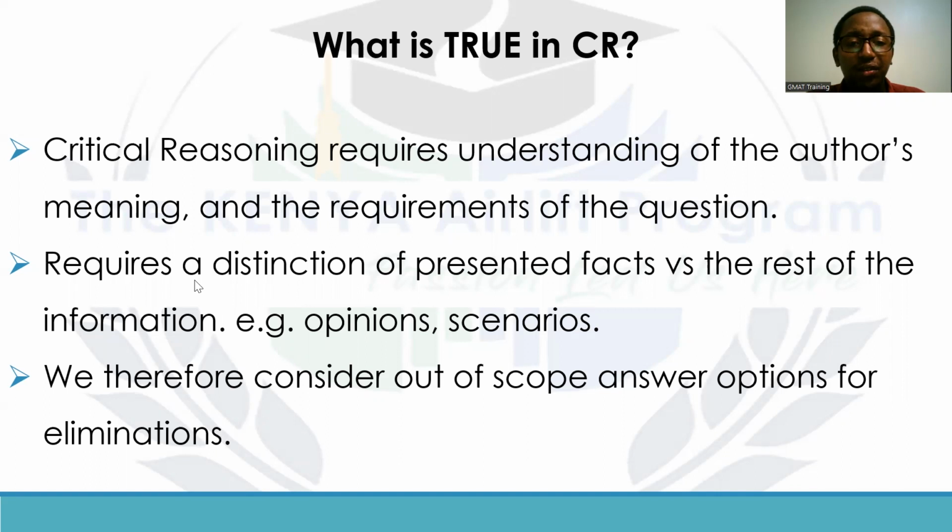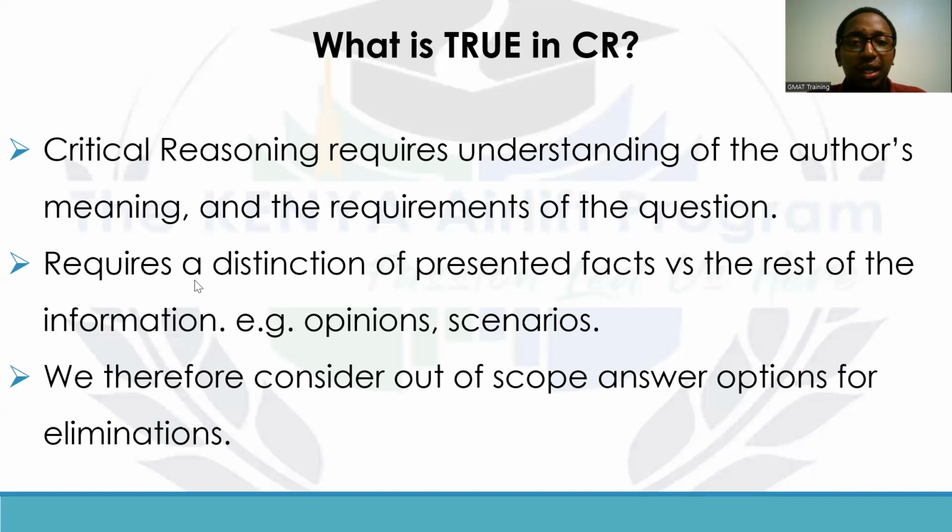So this requires a distinction of presented facts versus the rest of the information, for example, opinions and scenarios. Sometimes you'll be given information that is not really fact, like when two people have differing opinions, and sometimes you're given scenarios. Scenarios can take one side of an argument, or they can incorporate some facts. So we want to be able to tell which information, among all that I'm given, I am supposed to take as absolute truth.